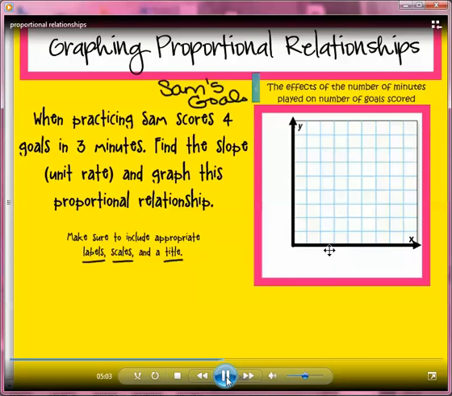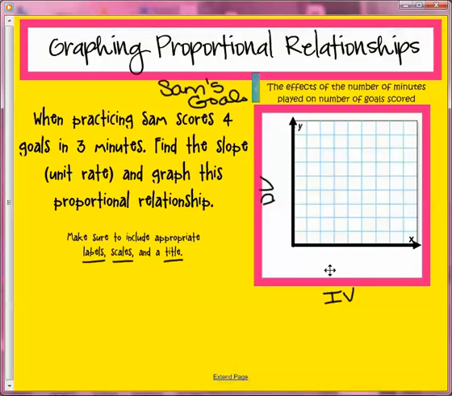If we look here, this is going to be our independent variable, and this one is always our dependent variable along the y-axis. So if it's independent, that's our time in minutes. So we want to see that every 3 minutes something is happening. Over here, we have our goals, the number of goals that he scores. So we know he's scoring 4, so let's go up by 2s on this one.